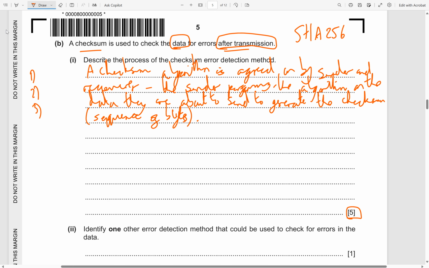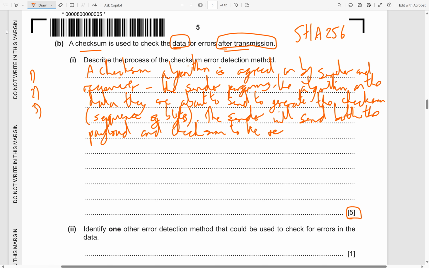Then once they've generated this, they will send both the data, the payload, and the checksum. Let's say that the sender will send both the payload and checksum to the receiver.